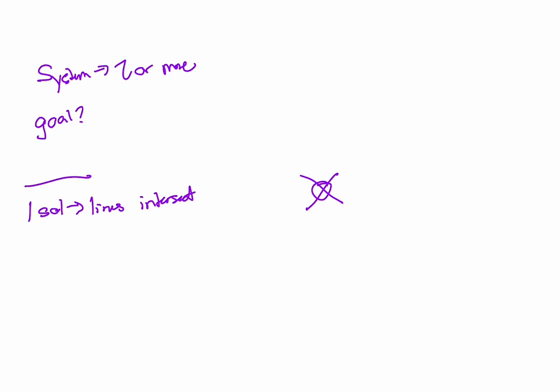The second one is having 0 solution or no solution. This means that the lines are parallel. So if we have no solution, that means that there's no x and y value that is the exact same for these 2 lines. That only happens when they're parallel. And then the last one we can have is infinite solutions. This means that they are the exact same line. Infinite solution means that every x and y value, they are the exact same. So meaning that they're on top of each other.